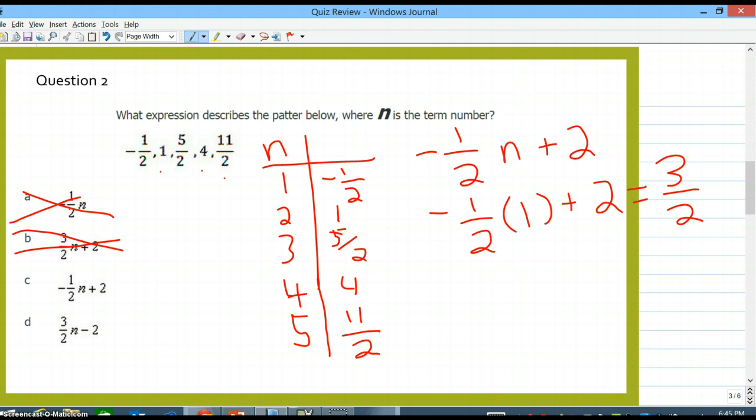Looking at my table, when I plug in 1, I should end up with negative a half, not 3 halves. So that doesn't work. But by a process of elimination, I know my answer is D. I am not going to work it out. You can feel free to work it out on your own. And let's move on to the next question.